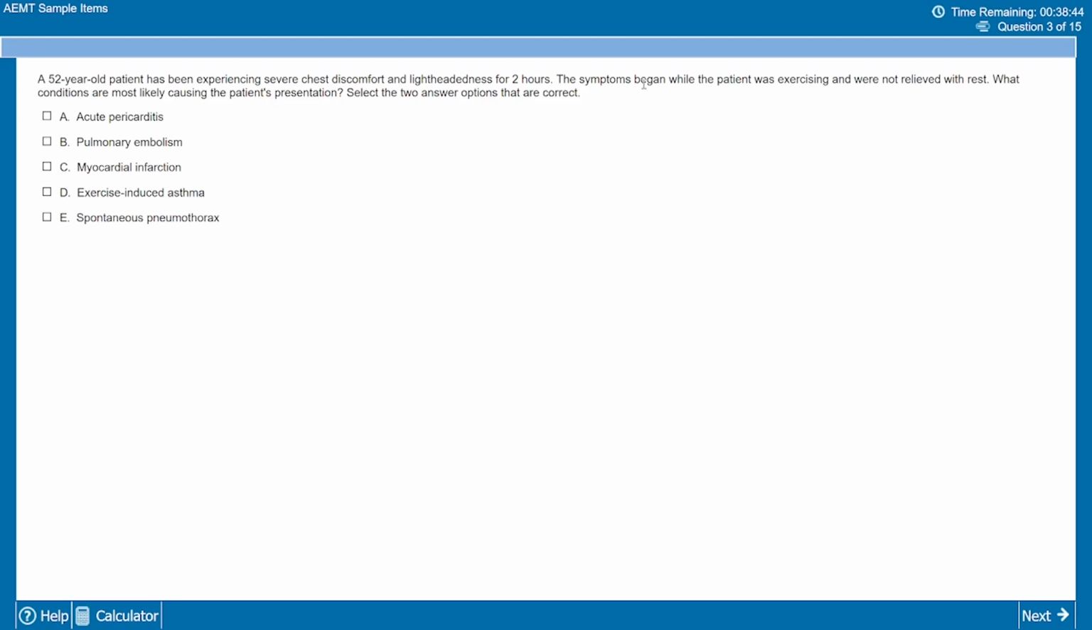Okay, for the next question, it says a 52-year-old patient has been experiencing severe chest pain and lightheadedness for 2 hours. The symptoms began while the patient was exercising and were not relieved with rest. What conditions are most likely causing the patient's presentation? Select the 2 options that are correct. So right off the bat, we see a patient who's a 52-year-old male. He has severe chest pain, blah, blah, for 2 hours. The symptoms began while they're exercising and were not relieved with rest.